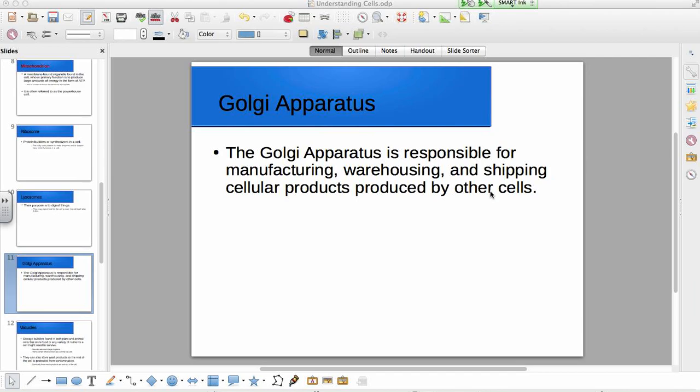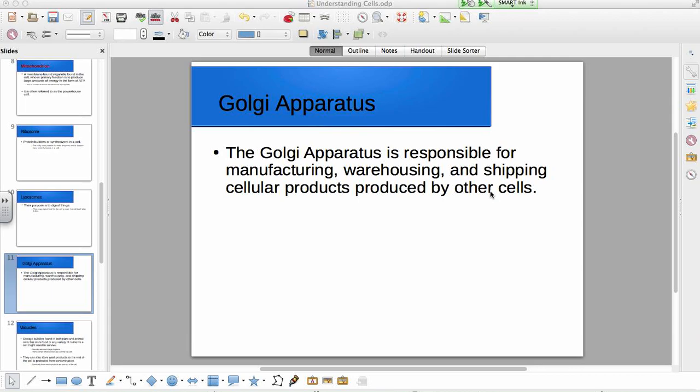You go to Tyson Foods and you're going to have one department that unloads the chickens. You're going to have another department that cleans the chickens. You're going to have another department that processes the chicken, another department that packages the chicken. So you have all these different departments. So the nucleus, the mitochondria and the lysosomes, those are departments. The Golgi apparatus, its job is to warehouse and ship.